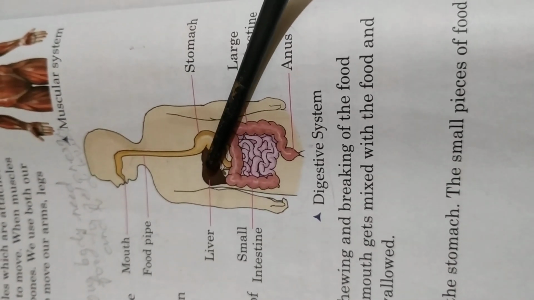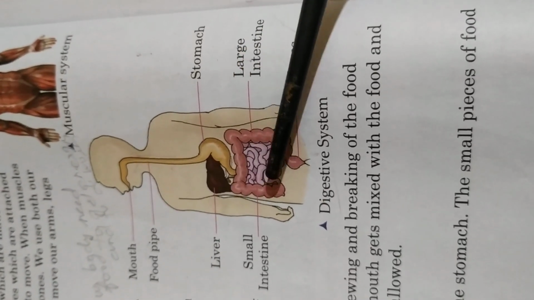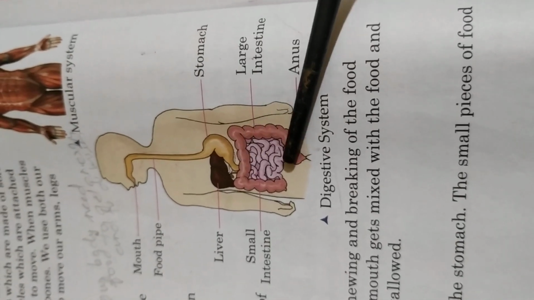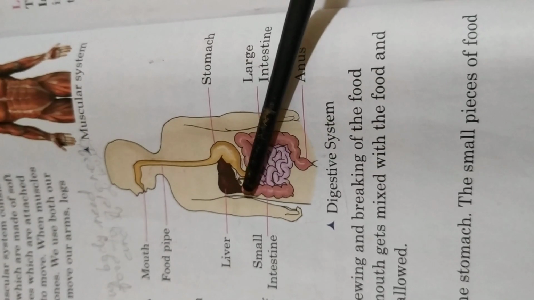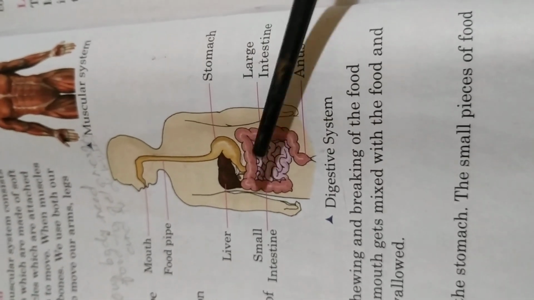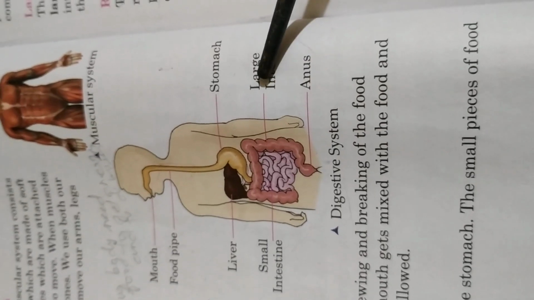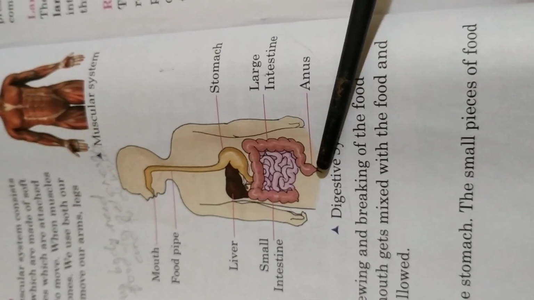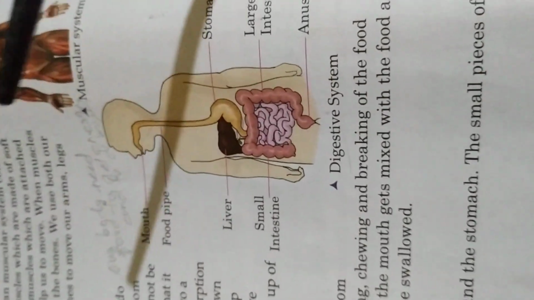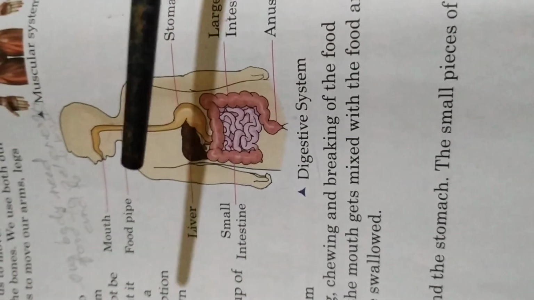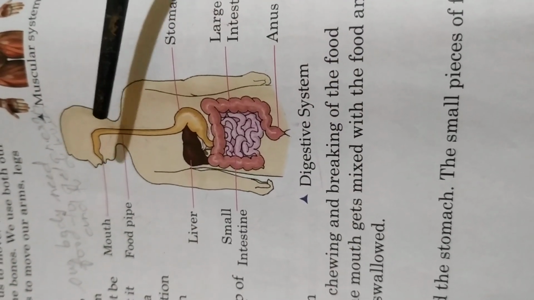Just to the left side of the stomach, this is called the liver. The internal part, the coil structure, this is called the small intestine. The bigger one, the outer coil shaped structure, this is what we call the large intestine, and the part attached to the large intestine is known as the anus.